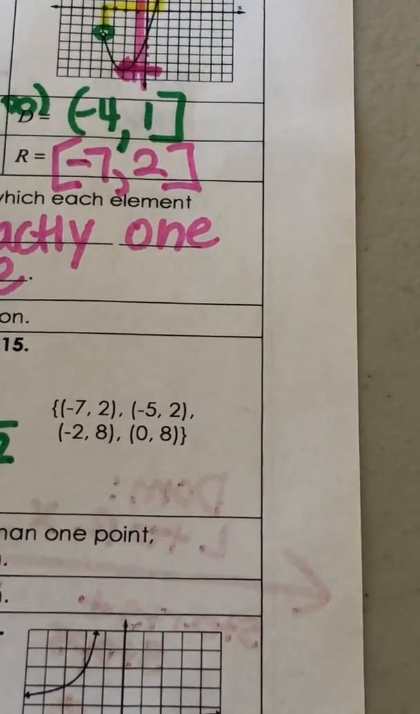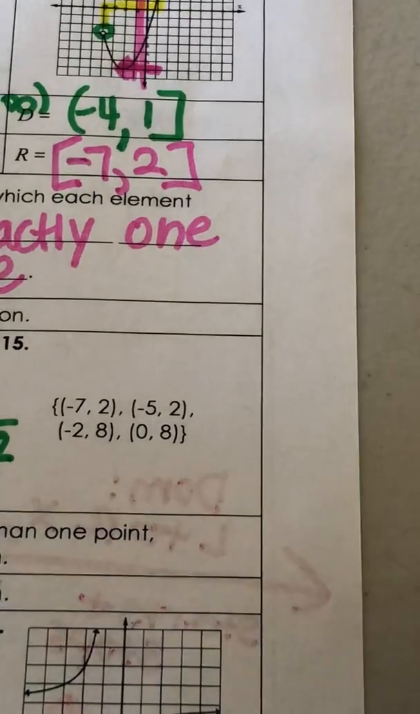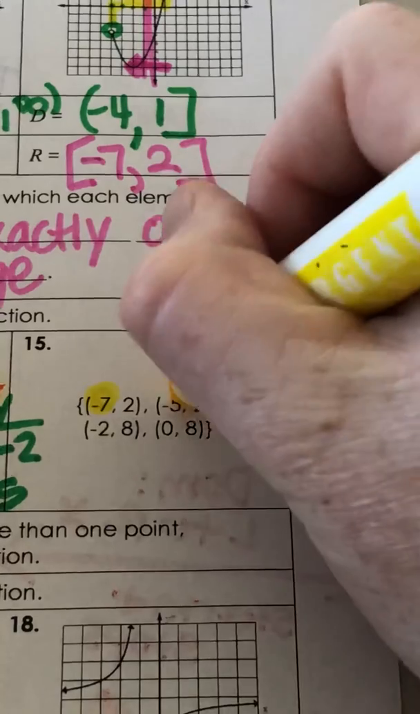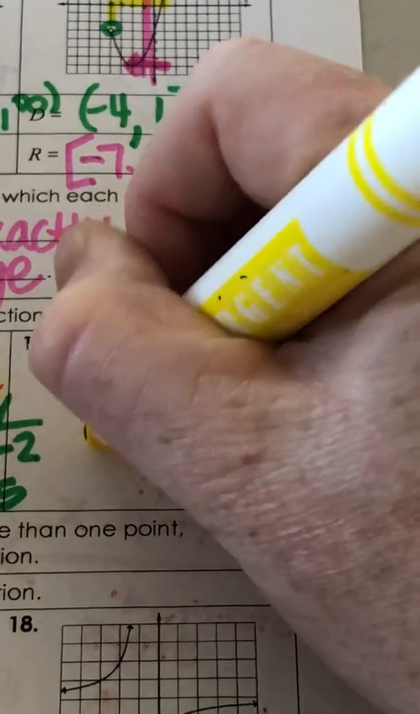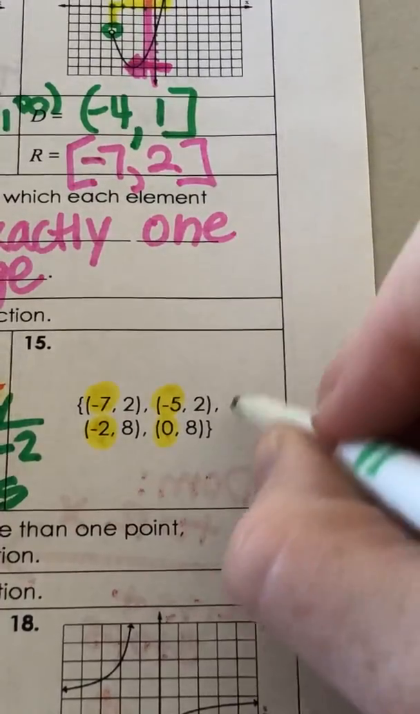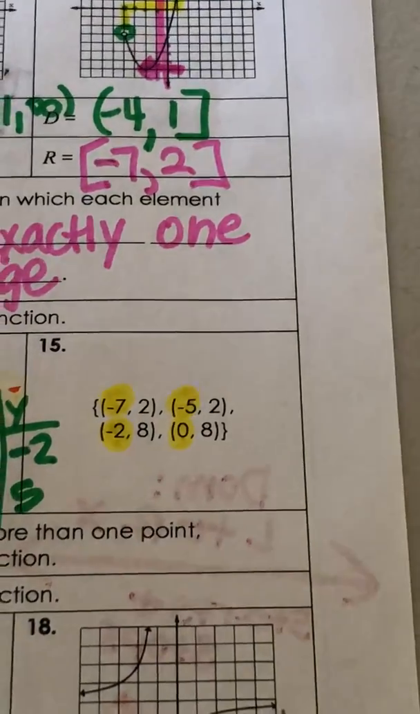Okay, and then 15, that's pretty simple to check again because you're just looking at the x values and making sure they don't repeat. Those don't, so yes, we have a function here. Okay, yes, function.